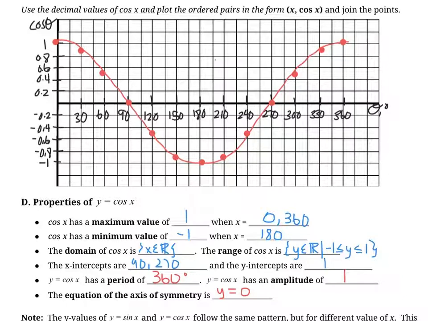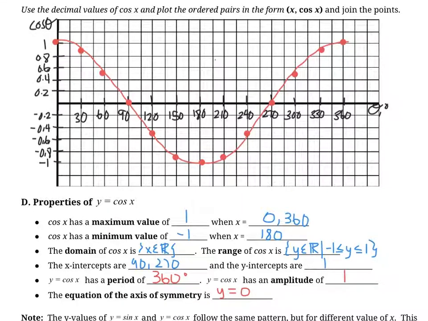Because the y values are going to repeat over and over again, this is a periodic function, which means that it has a period, an amplitude, and an equation of the axis of symmetry. Our period, just like the sine function, is 360 degrees. That's the length of one cycle, and it's going to repeat over and over again. Our amplitude is 1 because our axis of symmetry is the line y equals 0. Therefore, the distance from that line to the maximum is 1, as well as the distance from the line to the minimum is also 1.